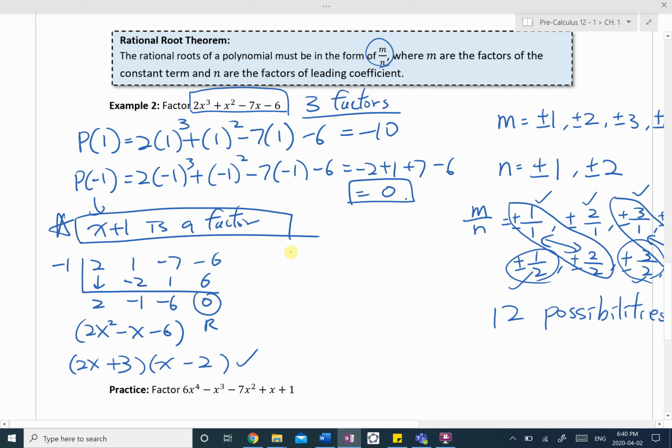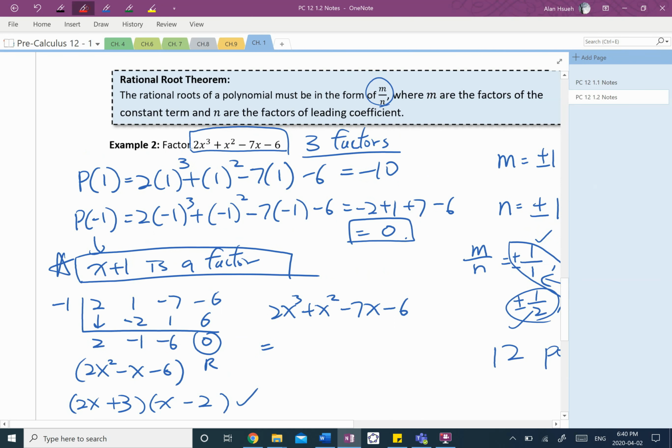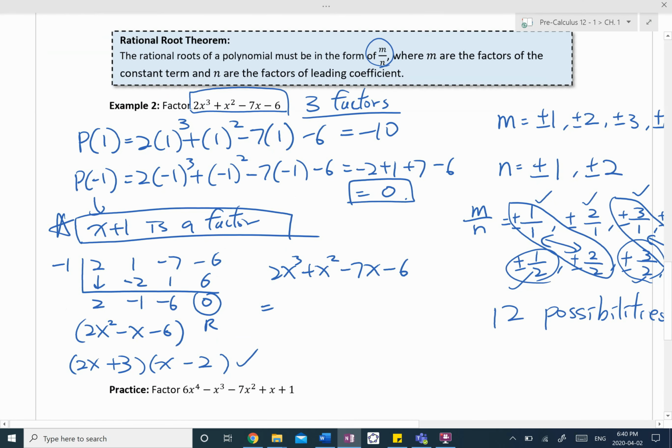Good, so that means 2x cubed plus x squared minus 7x minus 6 is equal to, now you can see we have our 3 factors here. x plus 1, this came from here, and then we have 2 other factors down below, and x minus 2, and these.